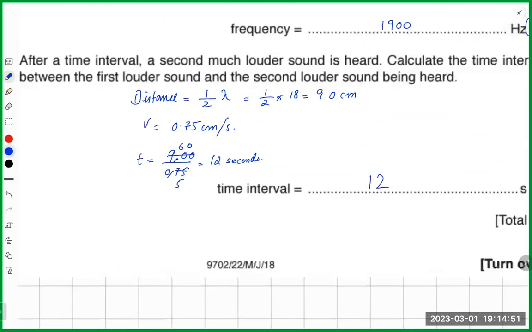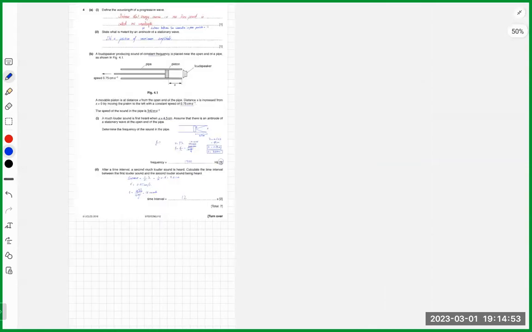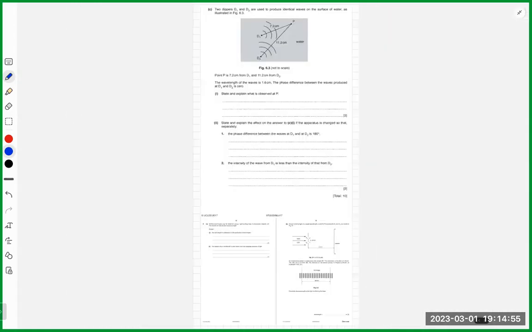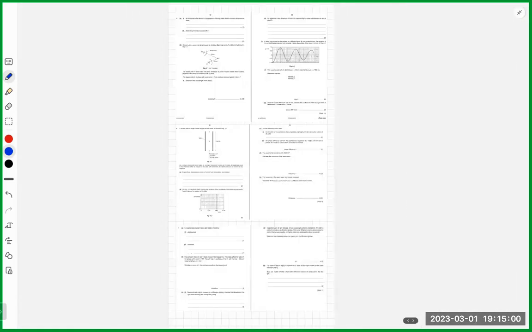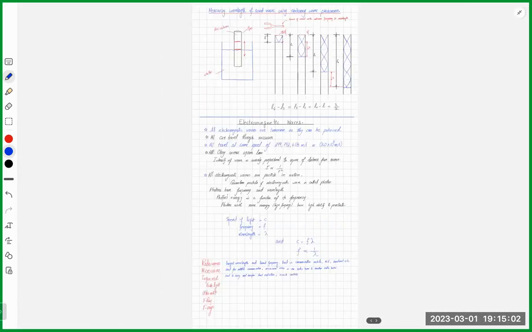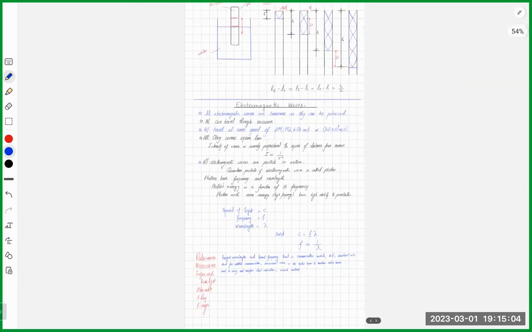So these kinds of questions appear in the exam. Tomorrow we will be doing electromagnetic waves, and then this chapter will be done. And then we can do some past paper questions. Okay. So you prepare.